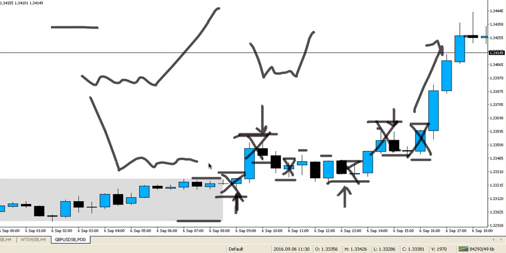Buy in when buyers come into the market, sell in when sellers come into the market. And obviously those are the obvious points to manage any open trades as well.